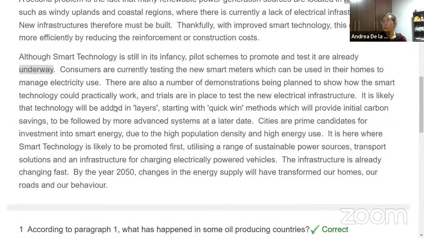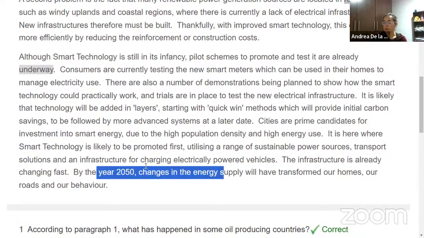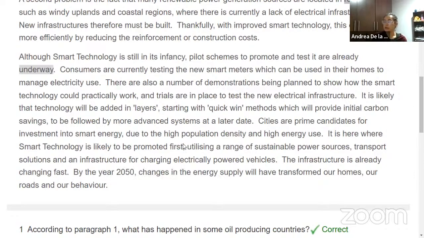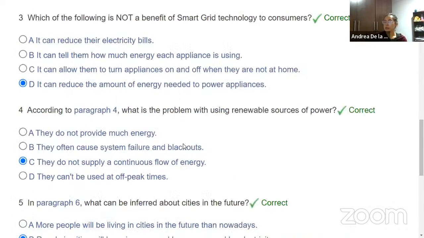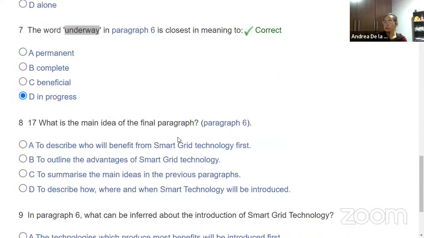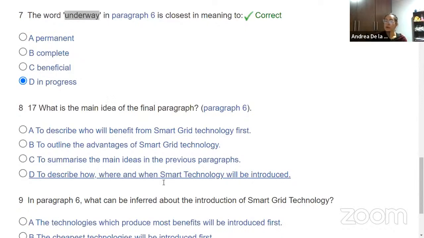And yes, it talks about the implementation of a smart grid technology. It talks about how this technology will be implemented in layers, in quick win methods. They talk about where, in cities first. They talk about when, by what, in how many years. So yes, it does describe how, where, and when smart technology will be introduced, will be implemented.